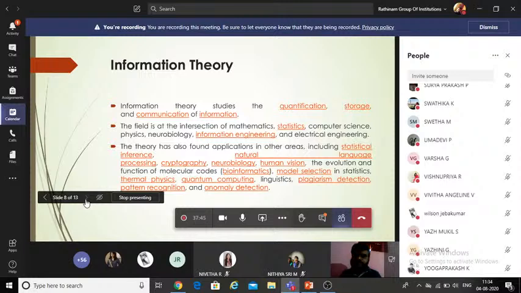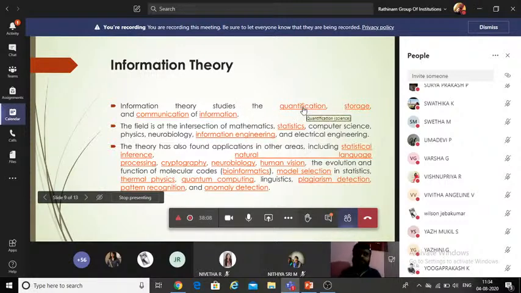Right. Next one is information theory. Hereafter, some topics are a part of the theory part only. Okay, so we can close it off as soon as possible. Okay, so what is information theory? Information theory studies the quantification, storage and communication of information.